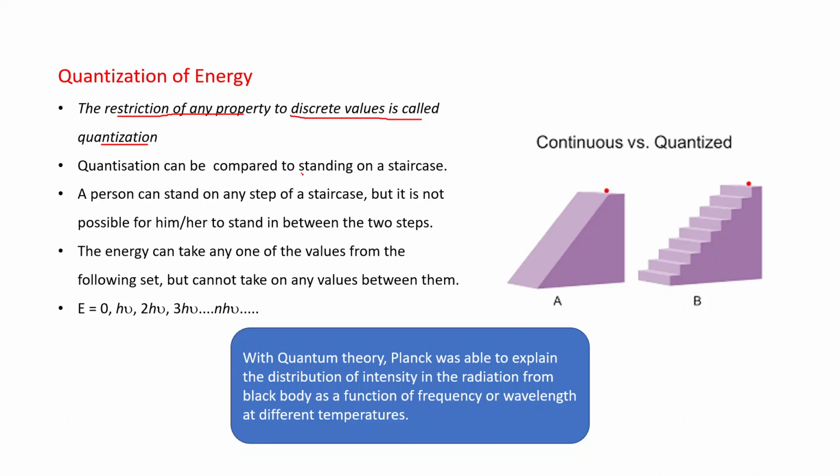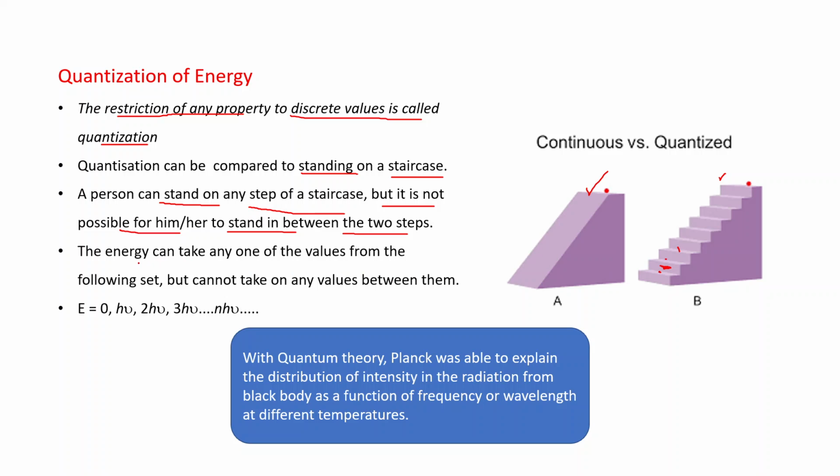Quantization can be compared to standing on a staircase. You can see these two diagrams. This represents the continuous nature of energy, and this represents the quantization of energy. A person can stand on any step of a staircase, but it is not possible for him or her to stand in between the two steps. Each person can stand at this place or these two places, that is, the steps, but it is not possible for a person to stand at this place.